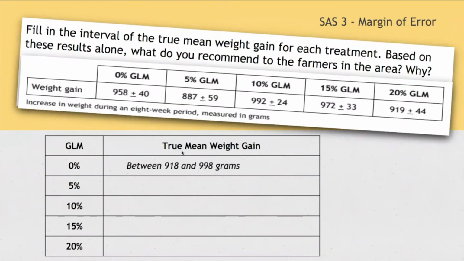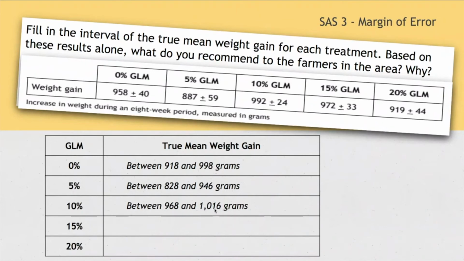The true mean weight for 0% is between 918 and 998. That's pretty large, that's 80 grams, okay? And 5% is even vastly larger. That's over 100 grams. That's 118 grams difference between the lowest possible and the highest possible in the true mean weight gain. 10%, it's kind of narrow, it's 48 grams, 968 to 1,016 grams.